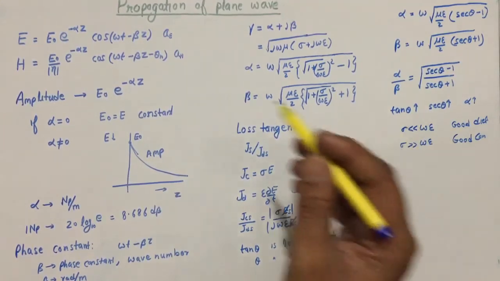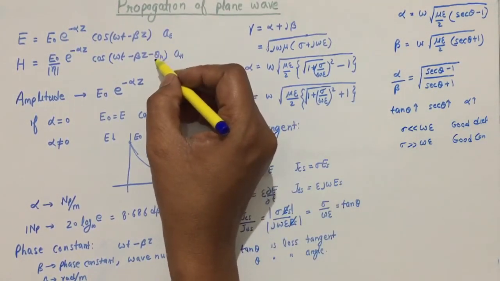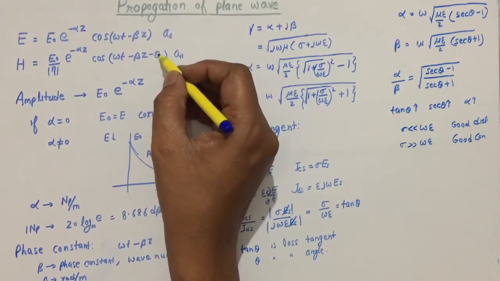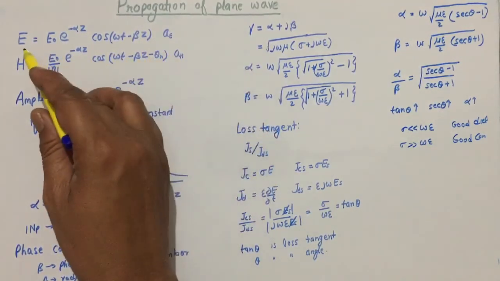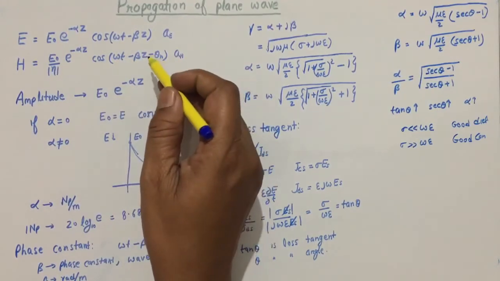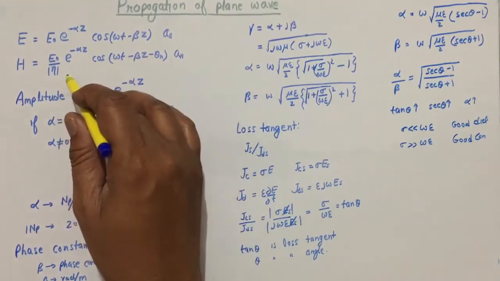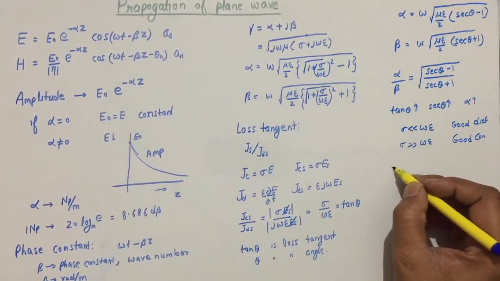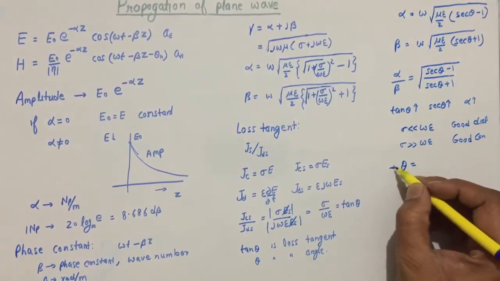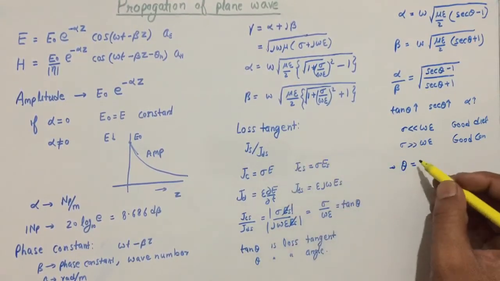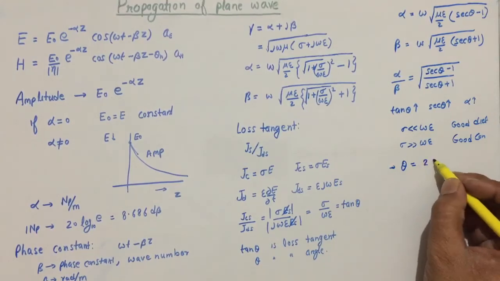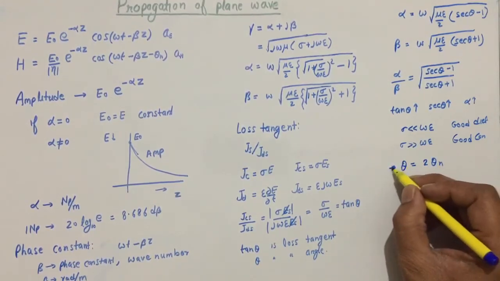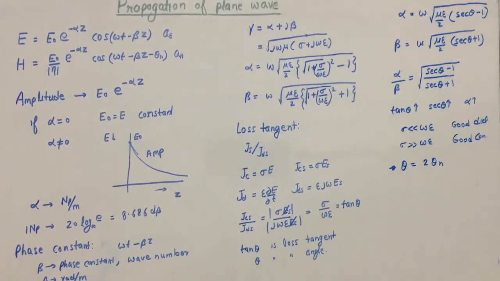And in the beginning we have derived that this is theta n, that is the lagging of H from E, that is due to the intrinsic impedance. So from this theta n and this theta, we can find theta, that is the attenuation constant, loss tangent. From here theta is equal to 2 theta n. Okay, hope until this point things are okay.